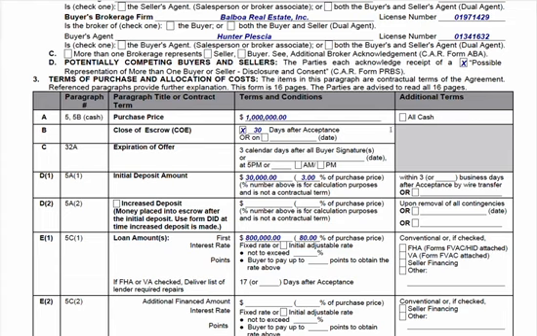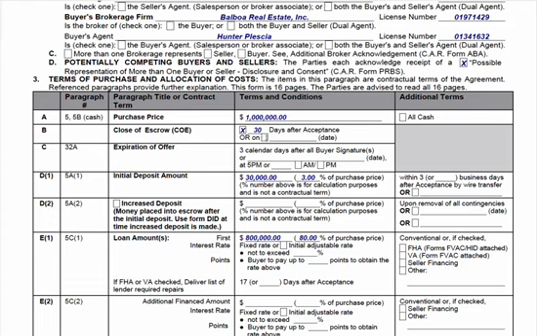If this were a cash offer, I'd check this box here, all cash, but we're not. We're pretending that we're putting 20% down. Our buyer's going to put 20% down, get a loan for 80%. So we're not checking all cash. For close of escrow, we are going to put 30 days because that's the most common. We check this box and write 30 days after acceptance.